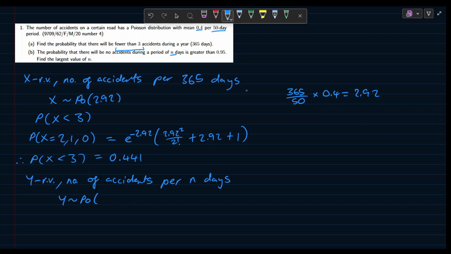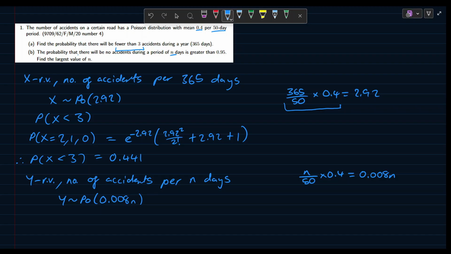So to get lambda for 365 days, we say 365 over 50 by 0.4. So this means that to get lambda for n days, it's going to be n over 50 by 0.4. And this here simplifies to n times 0.4 over 50. So that's 0.008 n. That's going to be our lambda here.